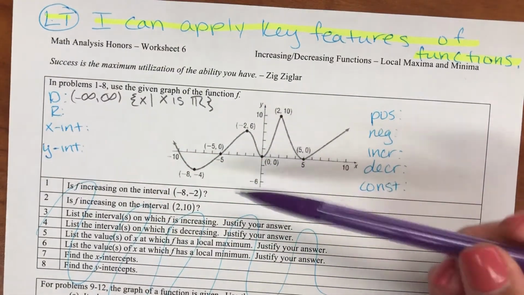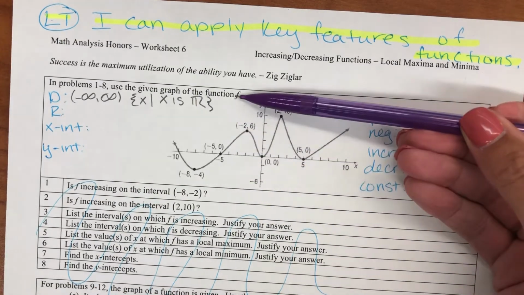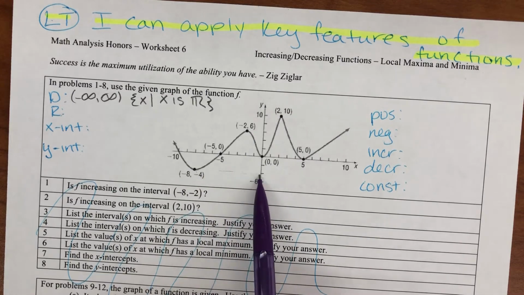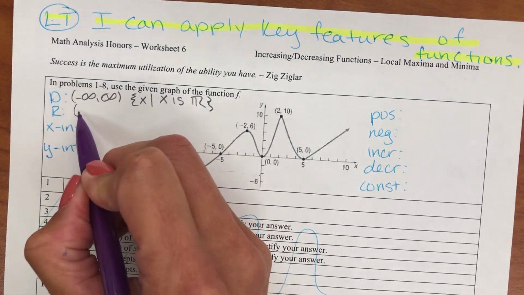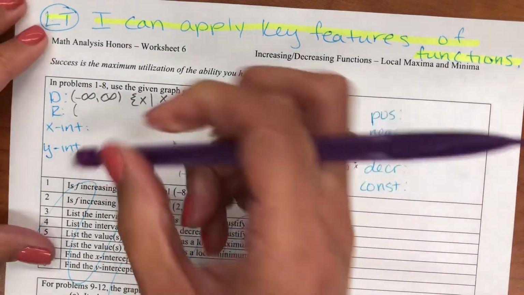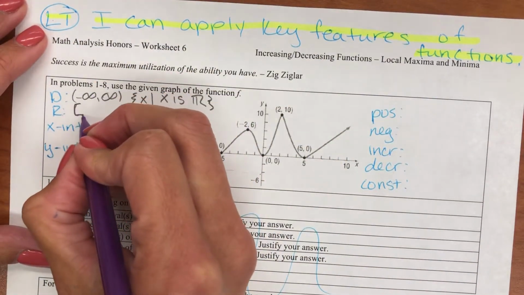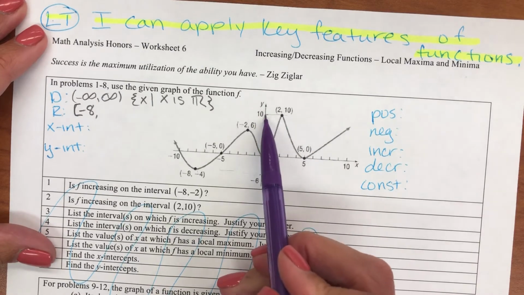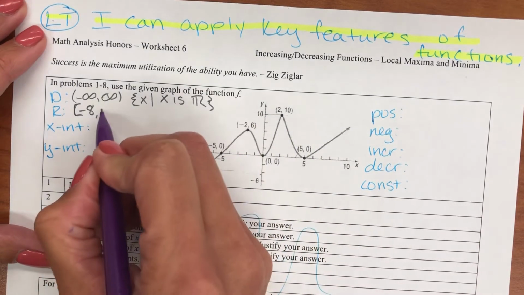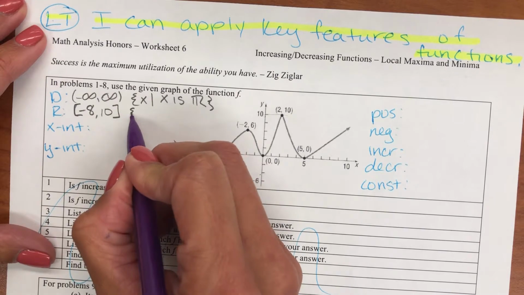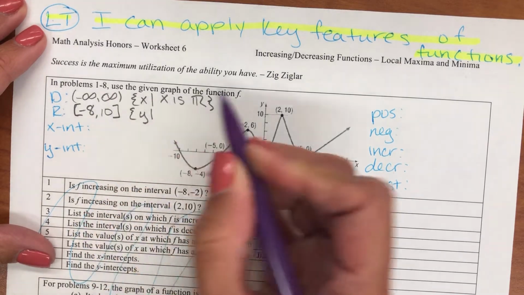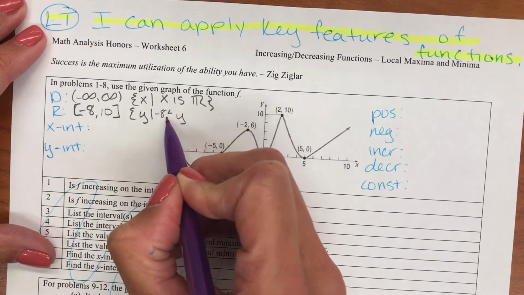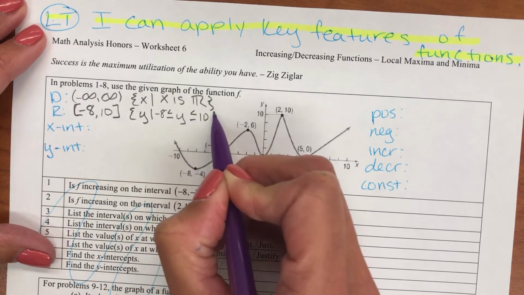Range, it's the y values going bottom to top of the graph. Bottom of the graph is here at -8. Should be a bracket, -8. And the top of the graph is up here. The y value is at 10. Set builder, y such that y is in between -8 and 10.